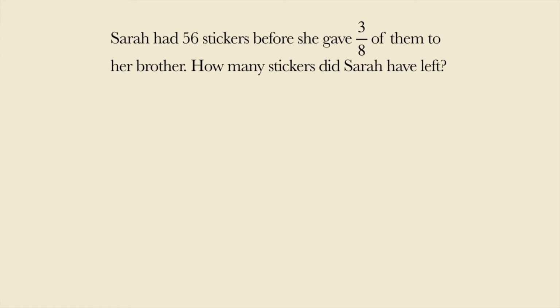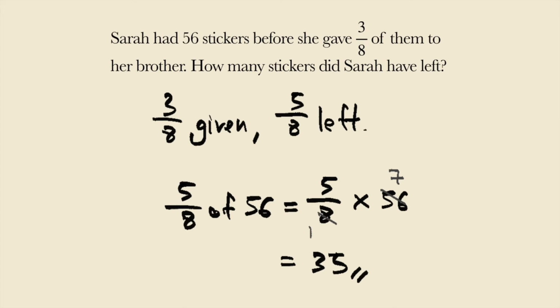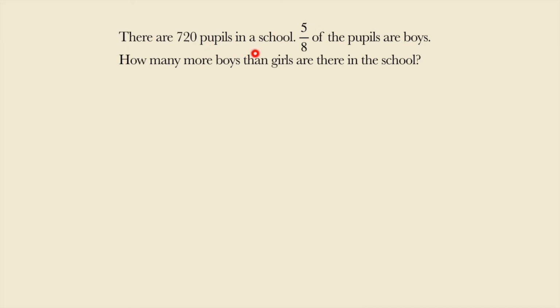Sarah had 56 stickers before she gave 3/8 of them to her brother. How many stickers left? Okay, if 3/8 were given, that also means 5/8 were left. And what's 5/8 of that 56? So we're going to multiply, "of" as in multiply. That gives us 35.